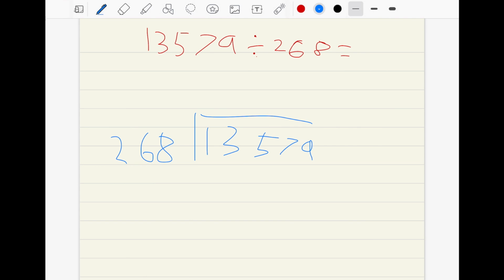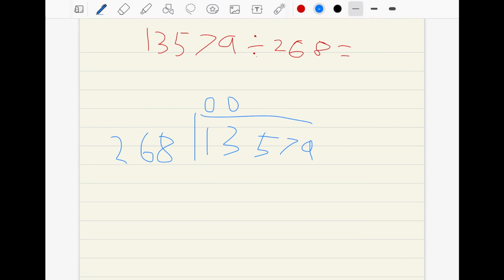First, we think: 268 times what equals 1? 0. Because 268 times 0 is 0. So that's closest to 1. And then we have 13. But 13 is smaller than 268, so we write 0 at the top too.